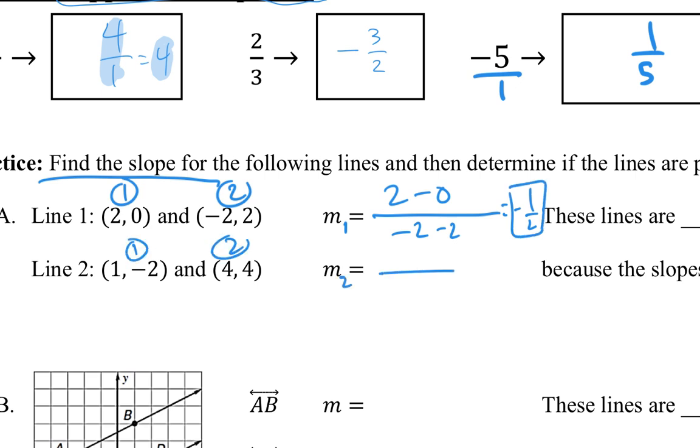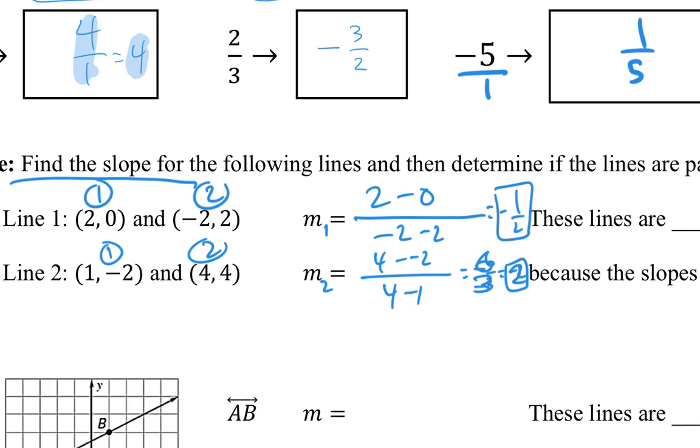Then for this one, that's our first point and that's our second point. So the slope of line 2 is going to be 4 minus negative 2 over 4 minus 1. If we put that into our calculator, that's going to be 6 over 3. I'm sorry, that's going to be positive 2, so positive 2.